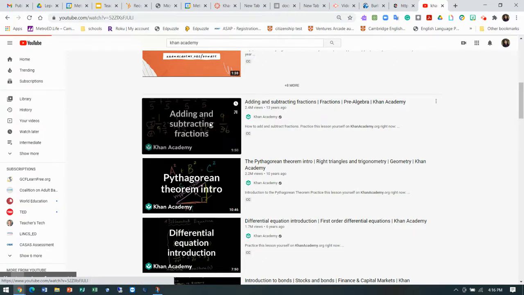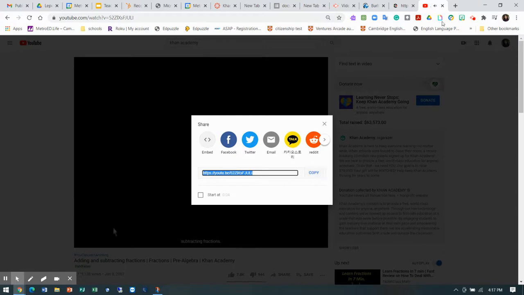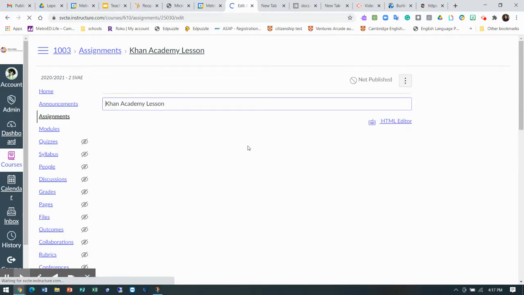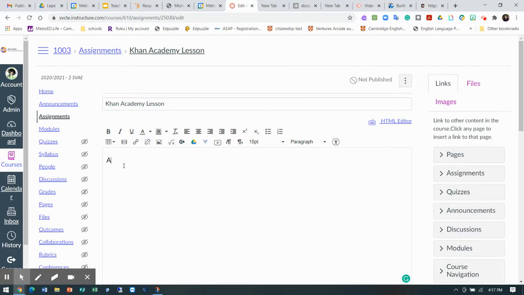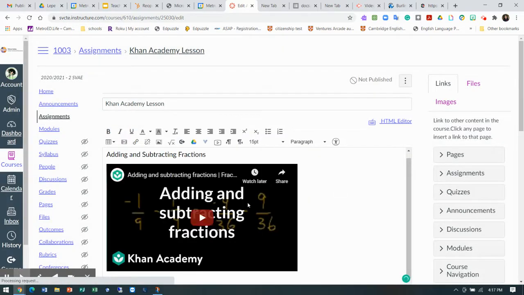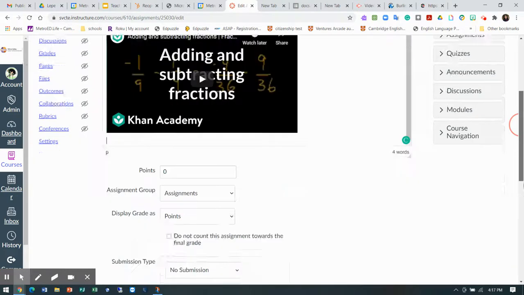Okay, so if you really want them to start that, right, you can share it. You can copy that, get that copy, and you're going to go back into your lesson plan. I'm going to add this here, adding and subtracting fractions. Okay, and I'm going to go ahead and embed it. Oh, I guess I could just add it here.